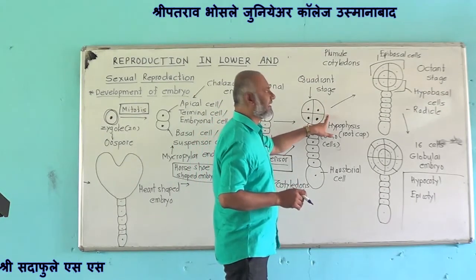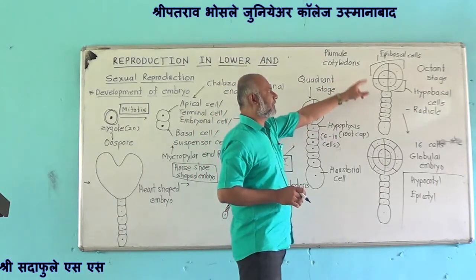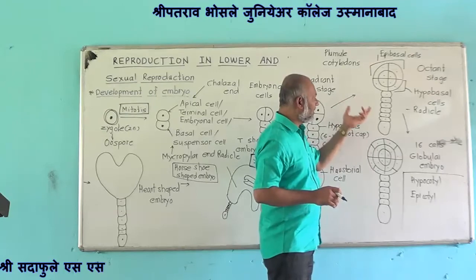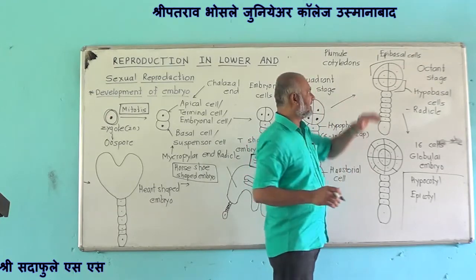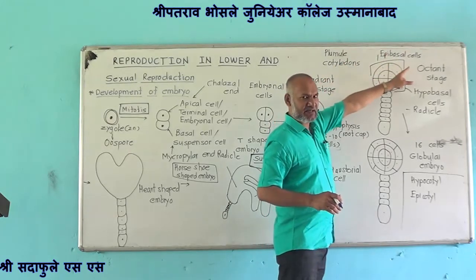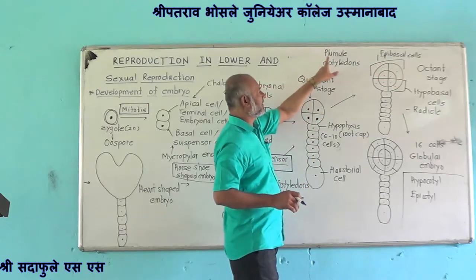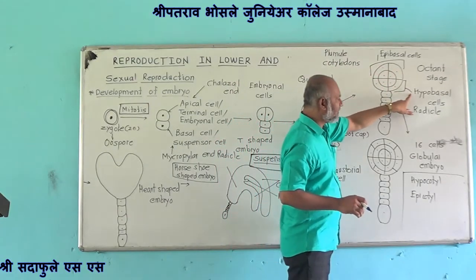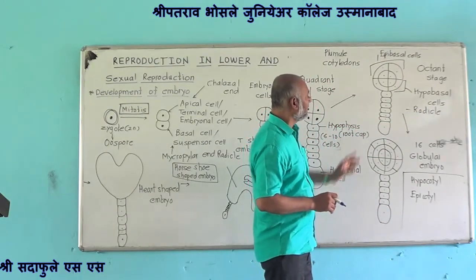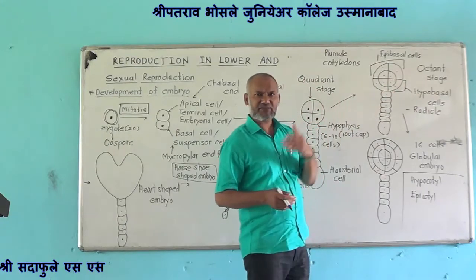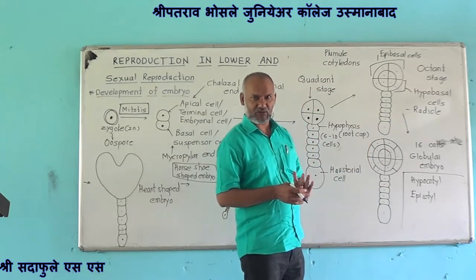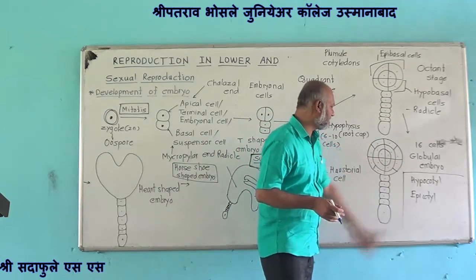Now these four cells again divide by mitosis to form 8 cells, that is termed the octant stage. These 8 cells are present in two tiers, the upper tier and basal tier. The upper cells are termed epibasal cells which form plumule and cotyledons, while hypobasal cells form the radicle. Now these 8 cells again divide by mitosis to form 16 cells. This 16 cell embryo is termed the globular embryo.